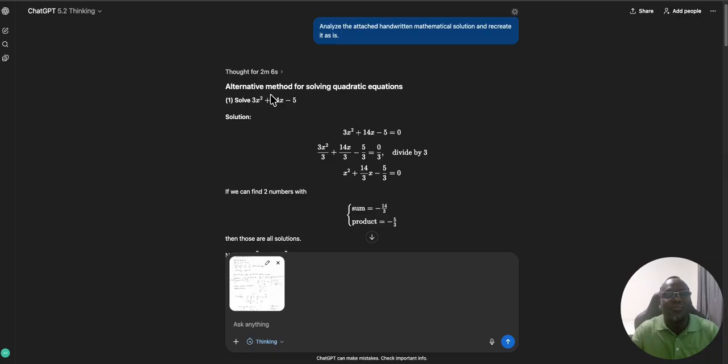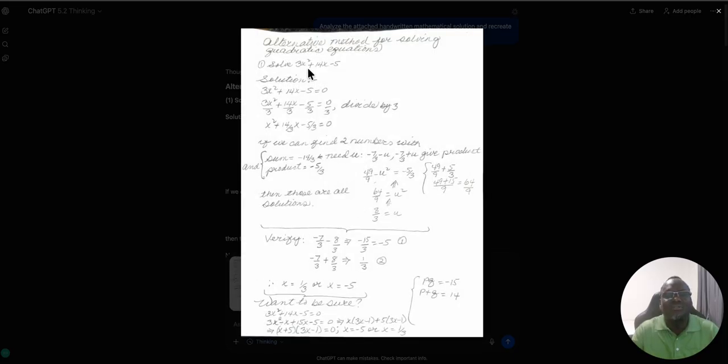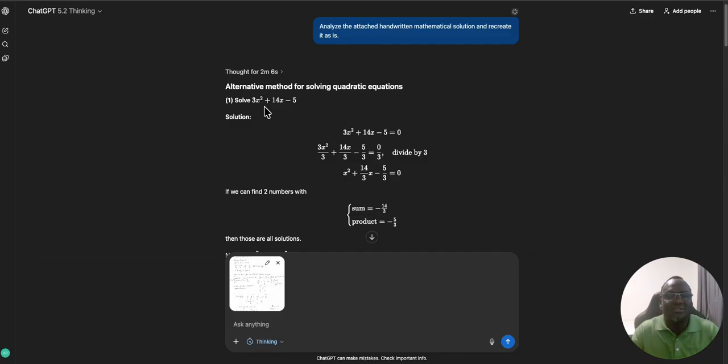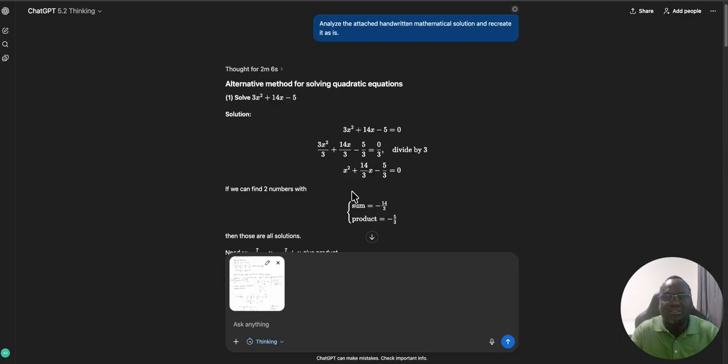And then this is the title, Alternative Method for Solving Quadratic Equations. And the problem says solve 3x squared plus 14x minus 5. And it says solutions. So it's actually recording everything the way I did it. First we get rid of the coefficient 3, and then it did the work as expected.